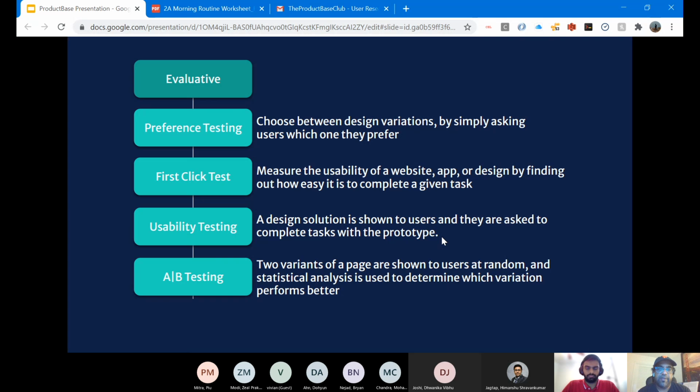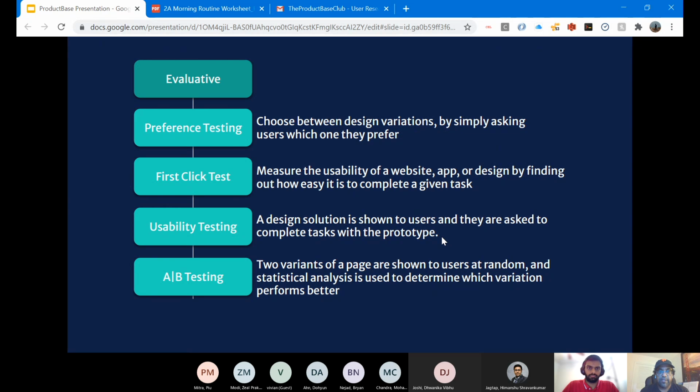There's preference testing, where you are asking users which of these designs they actually prefer and which one they like. Another way to do it is first click test, which is you're putting a user in a room, giving them a prototype and asking them to achieve the goal with that prototype, right? And then seeing how easy it is for them to get to it, whether they can complete the task or whether it confuses them and they don't know what to do next. That's first click testing.